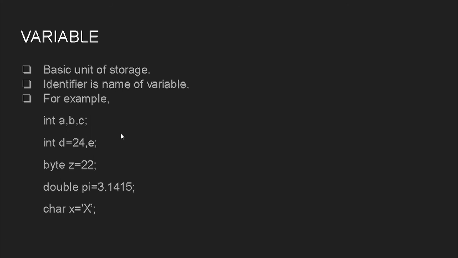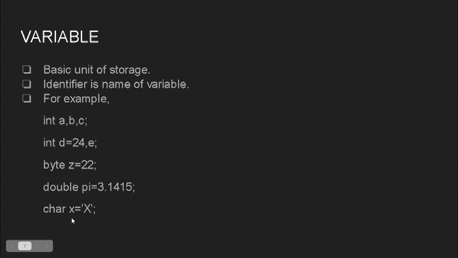So now this is all kind of static initialization. What do I mean by static initialization is that I am assigning the values to the particular variable during compilation time. So before compilation, I am assigning the value 22 to this z. I am assigning 3.1415 to pi, and I'm assigning this x character to this x.